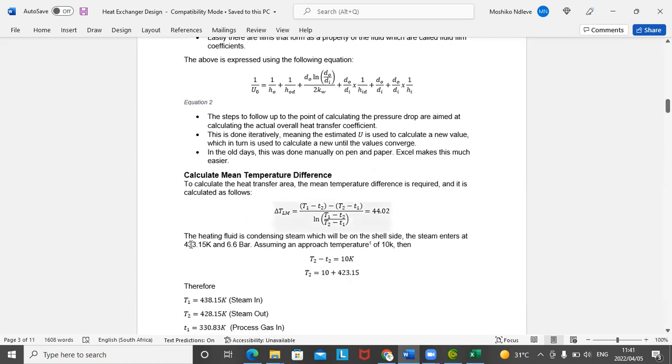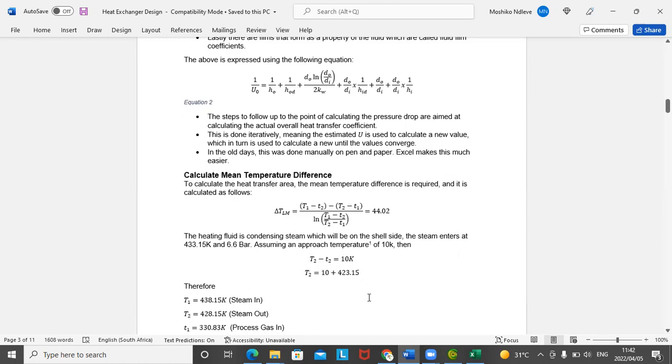The steam enters at 433.15 Kelvin, 6.6 bar. Using an approach temperature of 10 Kelvin, you take the difference between the steam and the cold fluid, and you put that at 10 Kelvin. What that will then do is give you the value of the exiting steam, right?